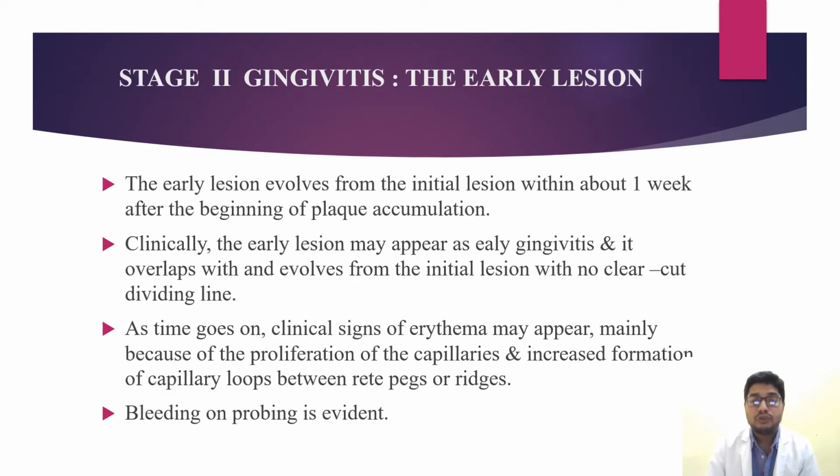So coming to stage 2, that is the early lesion. The early lesion evolves from the initial lesion within about 1 week after the beginning of plaque accumulation. Clinically, the early lesion may appear as early gingivitis, and it overlaps and evolves from the initial lesion with no clear-cut dividing line. As time goes, the clinical signs of erythema may appear, mainly because of proliferation of the capillaries and increased formation of capillary loops between the rete ridges. Bleeding on probing is evident in the early lesion.